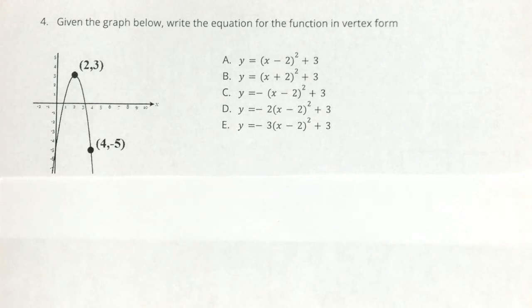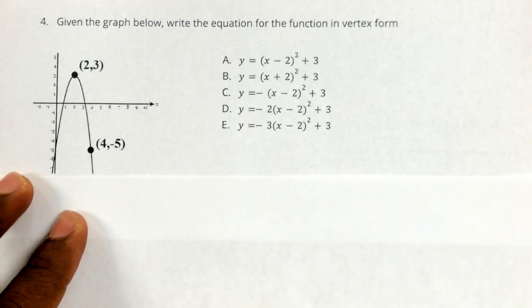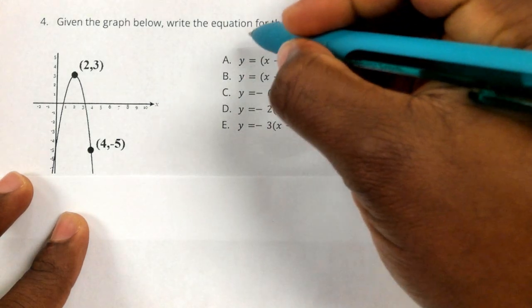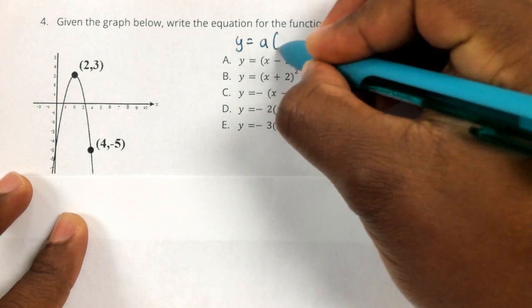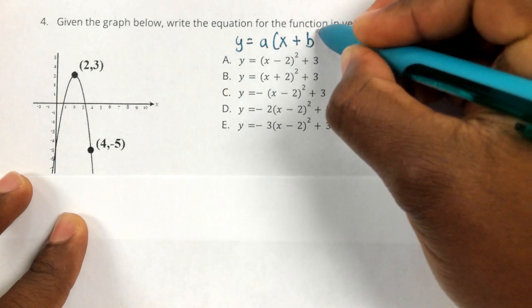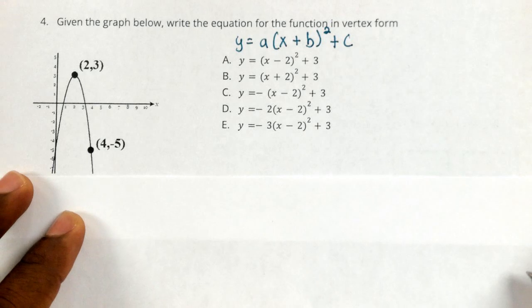Question number 4 says, given the graph below, write the equation of the function in vertex form. If you guys recall, the general form for vertex form is y equals a, parentheses x plus some number, let's call it b, squared, plus some number, let's call it c.